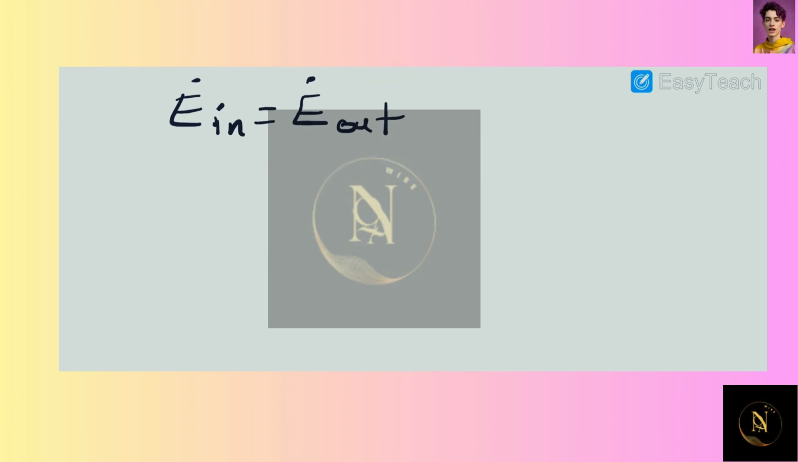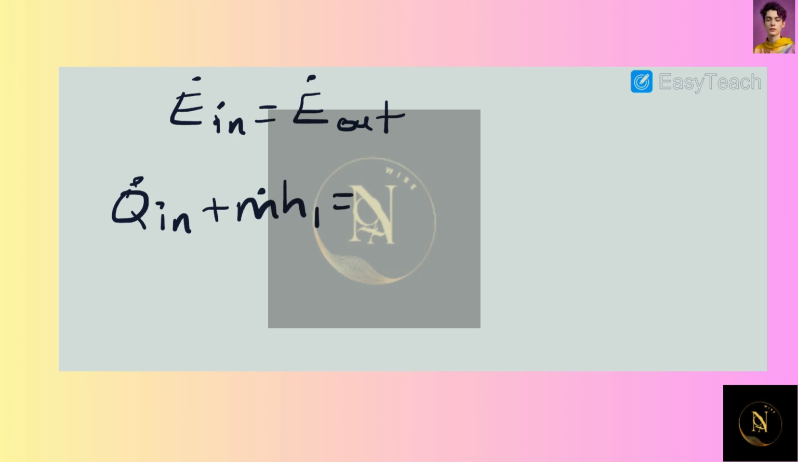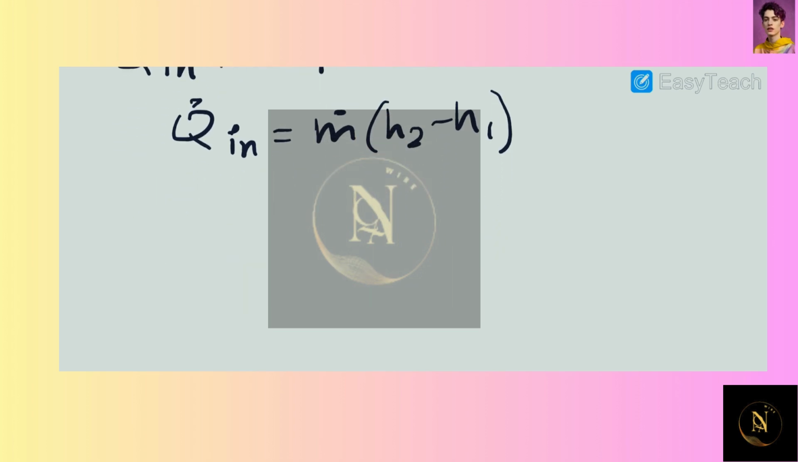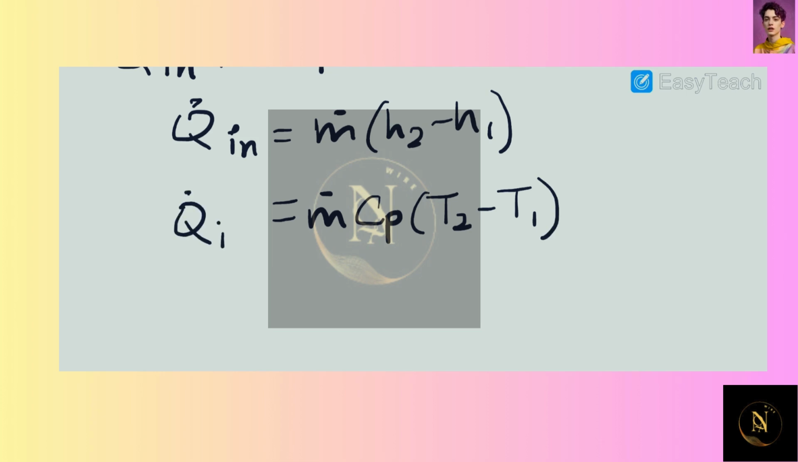Now we can break down these constituents and say that the energy coming in is equal to Q dot in plus M dot H1, which is equal to energy leaving, which is M dot H2. Solving for Q in gives us Q dot in equal to M dot (H2 minus H1). Now using the definition of H, we can say that this is equal to M dot Cp (T2 minus T1), and this is equal to Q dot in.